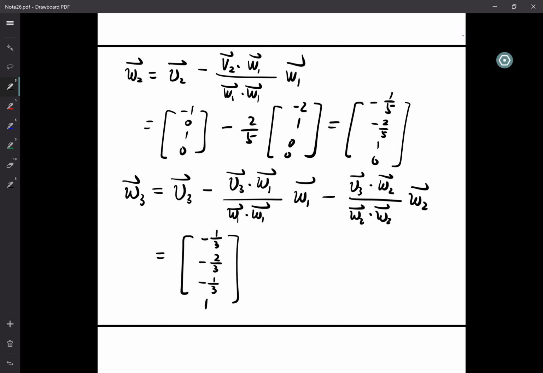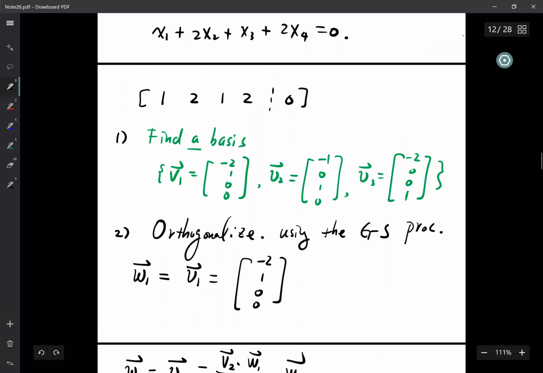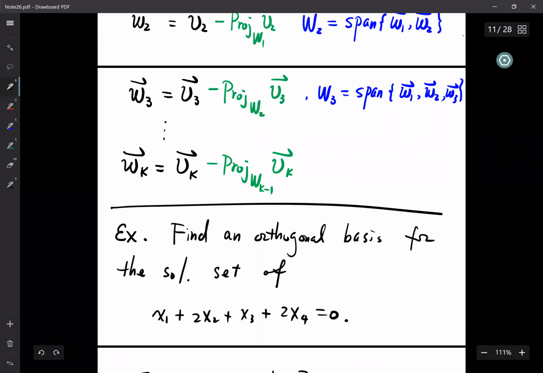Why are both projections subtracted, with a minus for W1 and W2? So these are the projection of V3 onto capital W2, which is the span of W1 and W2. Oh, okay. Thank you.